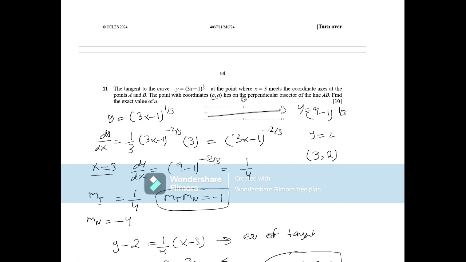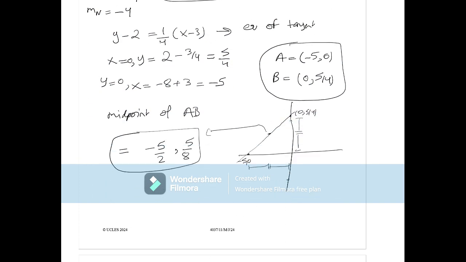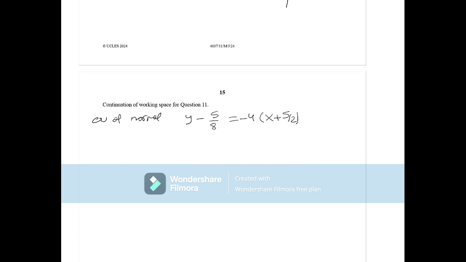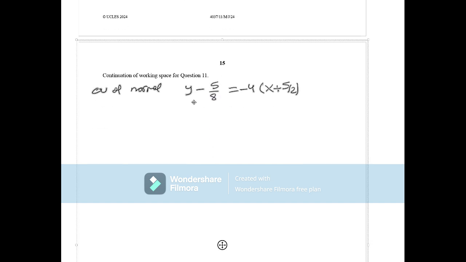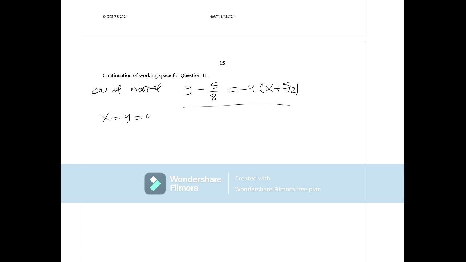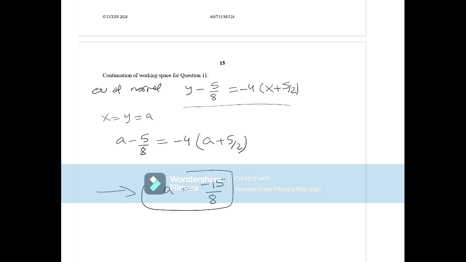The tangent meets the coordinate axes at the points A and B. The point with coordinates (a, a) lies on the perpendicular bisector of the line AB. Find the exact value of a. So for the exact value of a, which lies on this line, you just need to put x equals a and y equals a. a minus 5 by 8 equals minus 4 times (a plus 5 by 2). Simplification would give you a equals negative 15 by 8. And that would be your final answer.